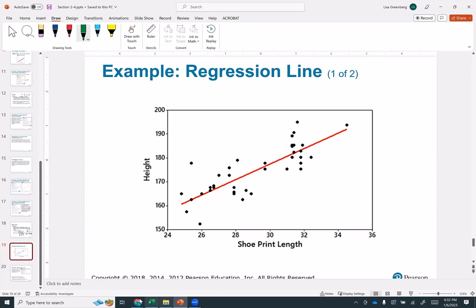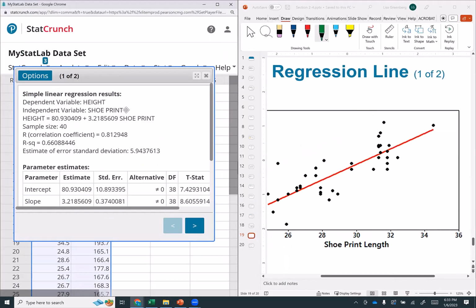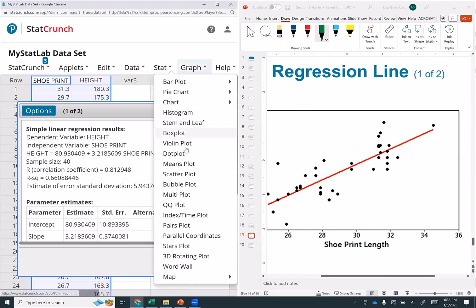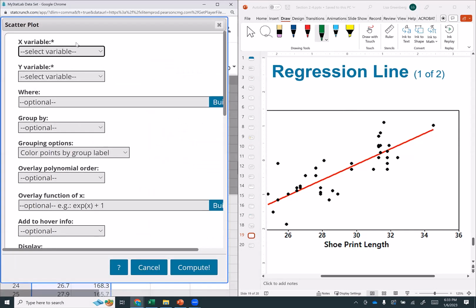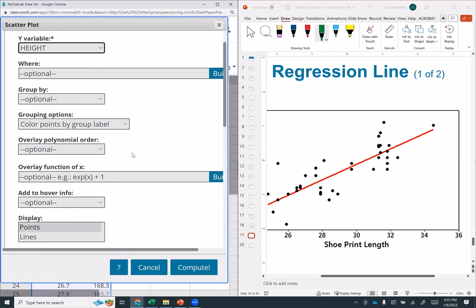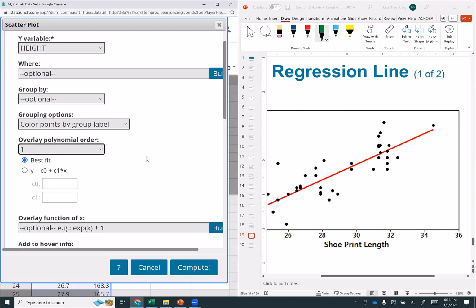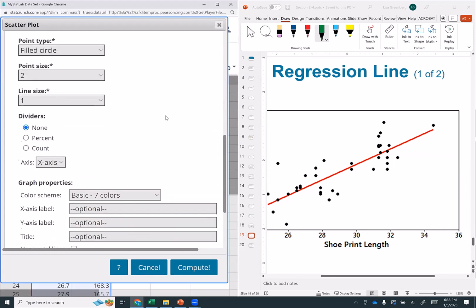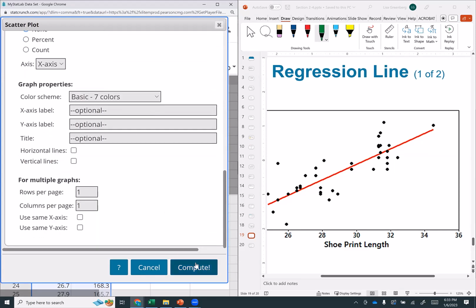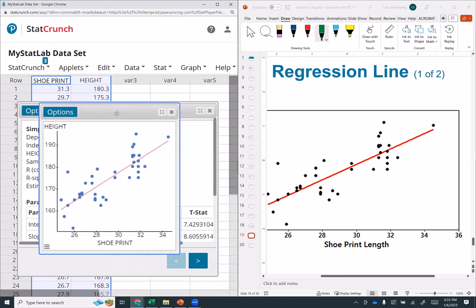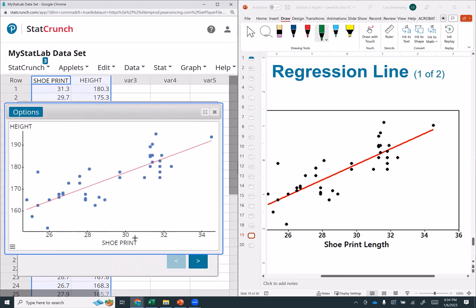Let's go back to our StatCrunch. And let's go back and graph that one. Let's graph the scatter plot, shoe print, height, and we're going to overlay a polynomial of order 1. What that means is it's a line. Order 1 means 1 degree, x to the first power. And I believe that's really all I need to do. So let's compute. And we have a graph. That looks pretty close, right?